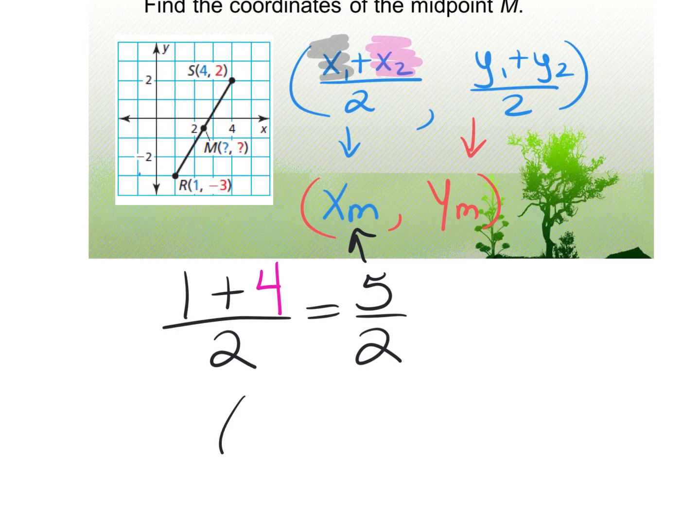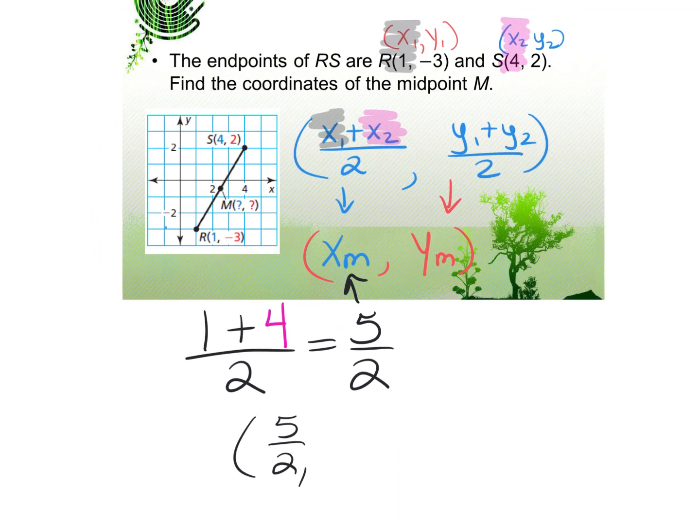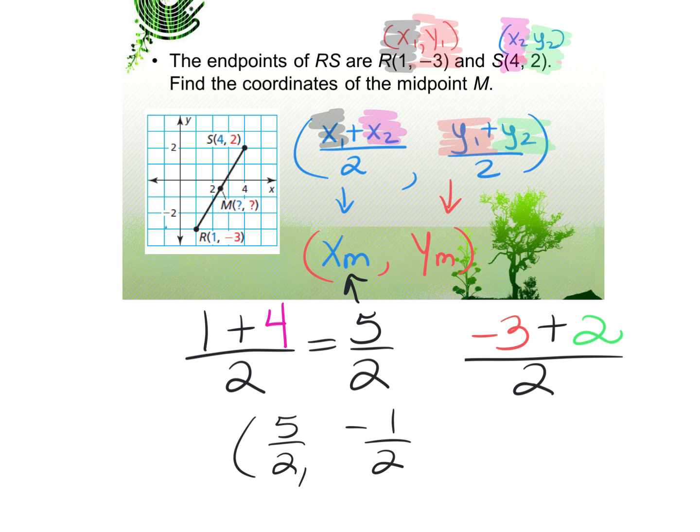So far, I've got the first part of my ordered pair. Now I have to go back and find the y of the midpoint. So I'm going to take my y1, which is -3, and put it right here. So -3 plus, and then I'm going to go and get the y2, which is 2, add it to the y1, and divide by 2. -3 plus 2 is -1, and then divide by 2.